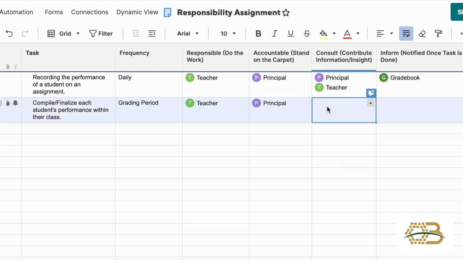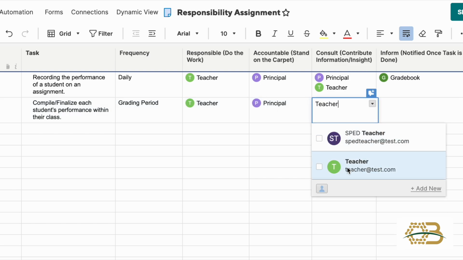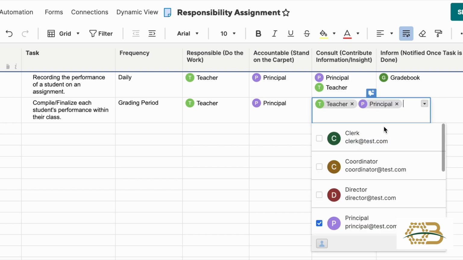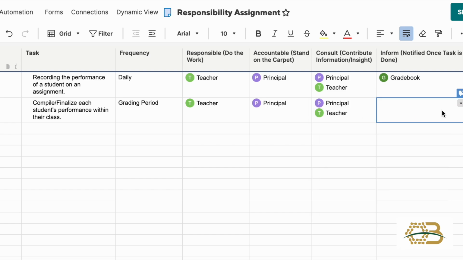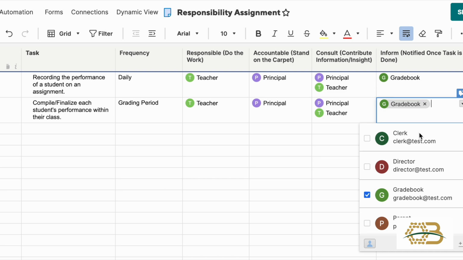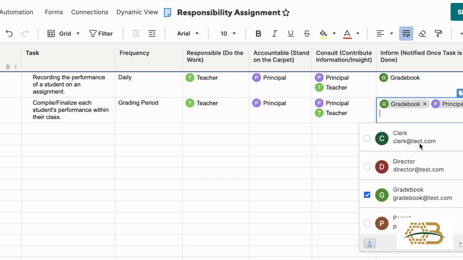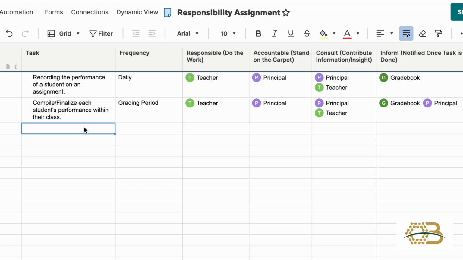And then who might be consulted? Again, another teacher may be consulted if they have any issues or need assistance. And of course, the principal may be consulted. Who's informed once this is done? There may be a task to also record that they've done all the work inside of the grade book. And then of course the principal may want some type of notification to say, hey, I've put in all my grades, I've compiled them, I've finalized them, and my grades are ready to go out to parents.